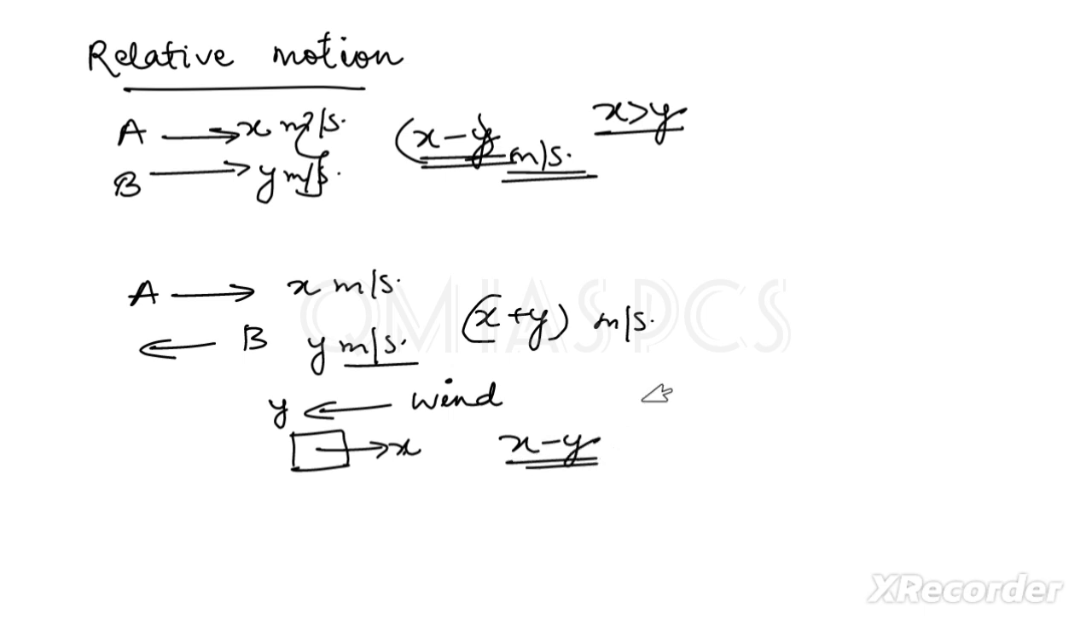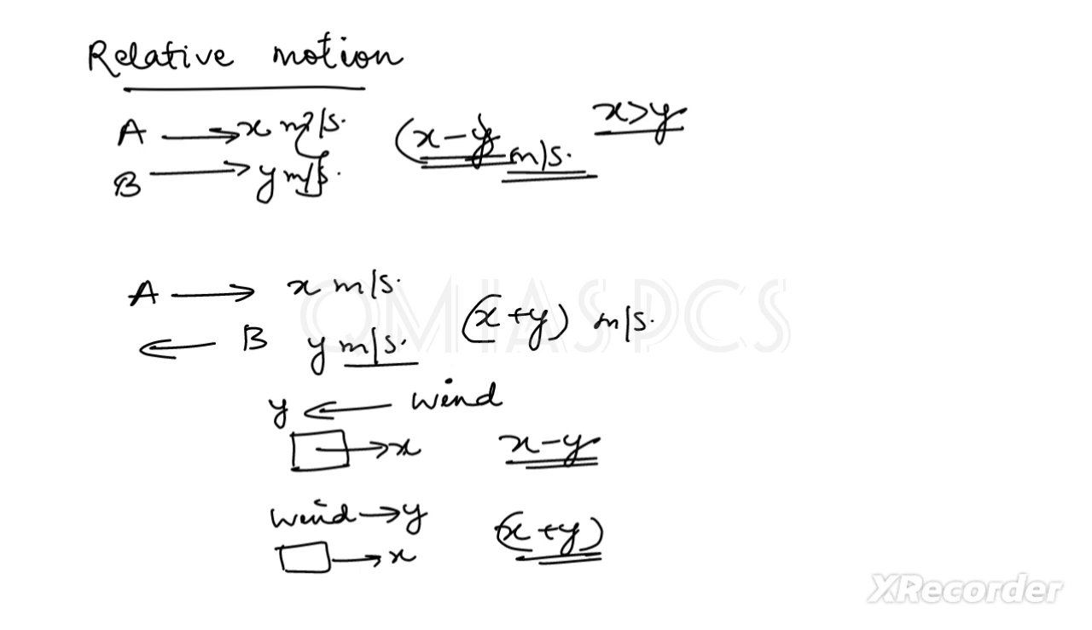Are you getting my point? In this case, we will say speed is equal to x minus y. But if this body is moving in this direction and the wind is blowing in the same direction, then in that case what will we say? This is x plus y. So this is the case of boat and stream. In boat and stream, we will see the same thing. That's why I am discussing it here.